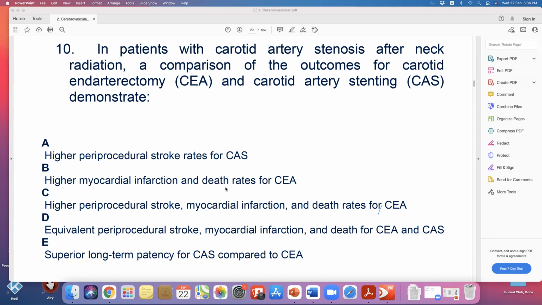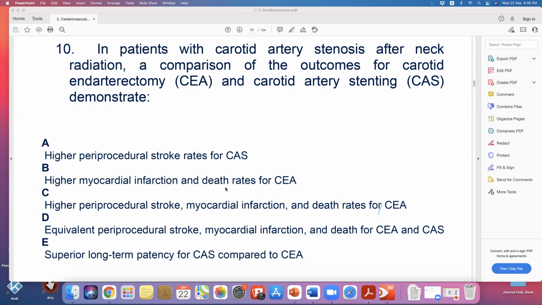Okay. Higher myocardial infarction and death rates after endarterectomy? I don't think so. The same. Everything is the same. The only difference will be the nerve damage. The difference with stent is not the stroke, not the mortality; only the nerve damage should be higher if you do surgery. But anything else will all be the same, really, you know?